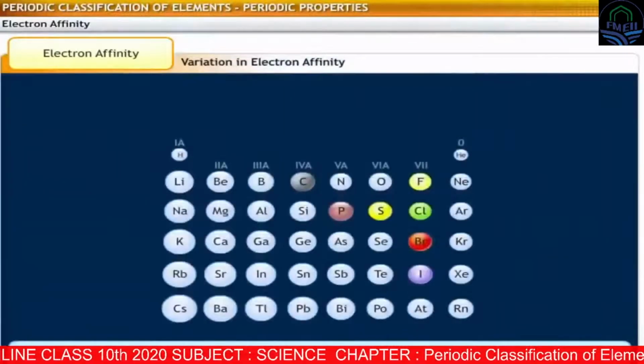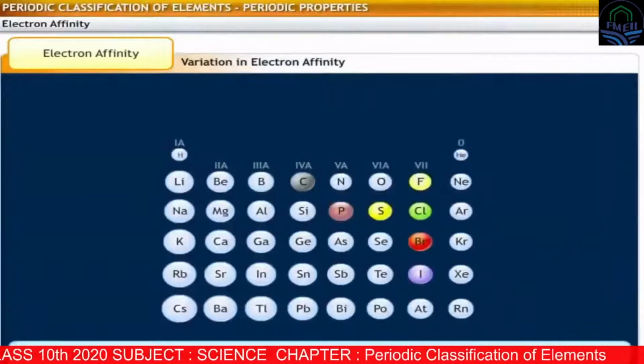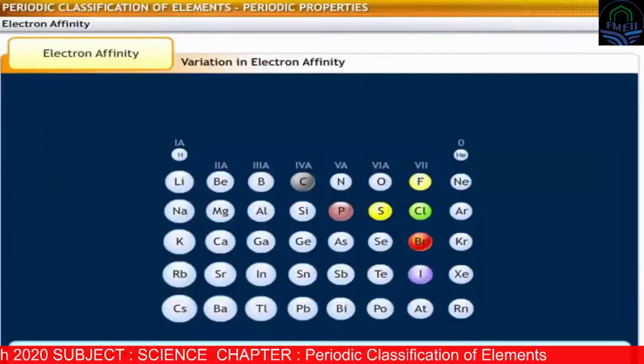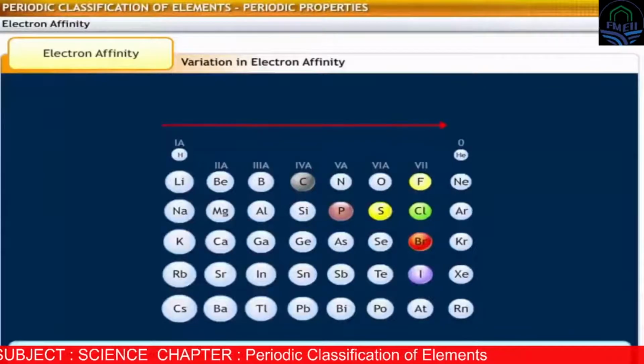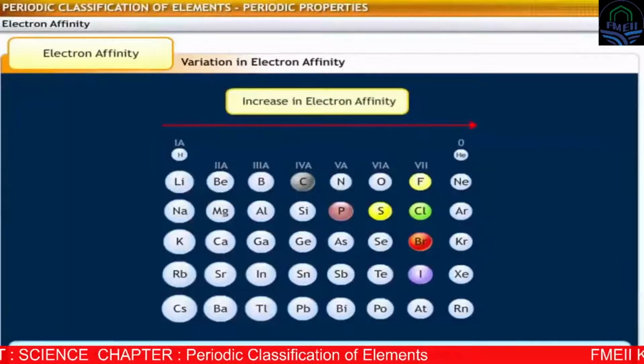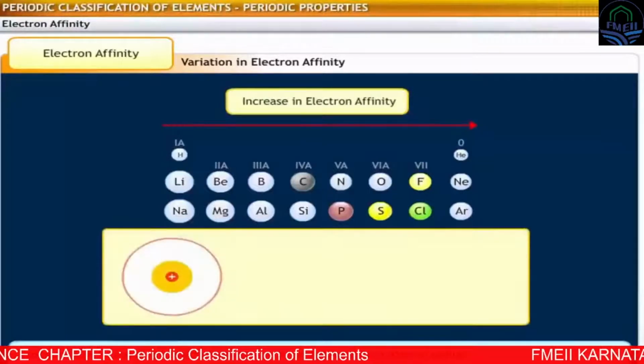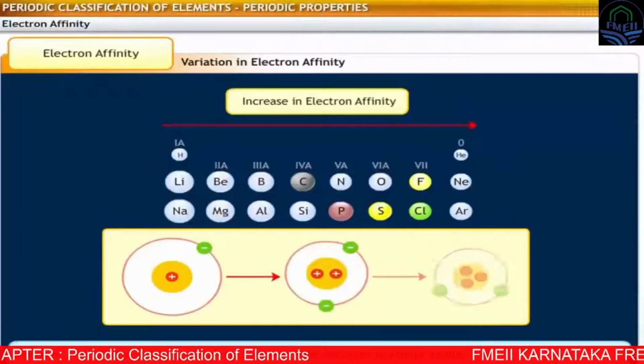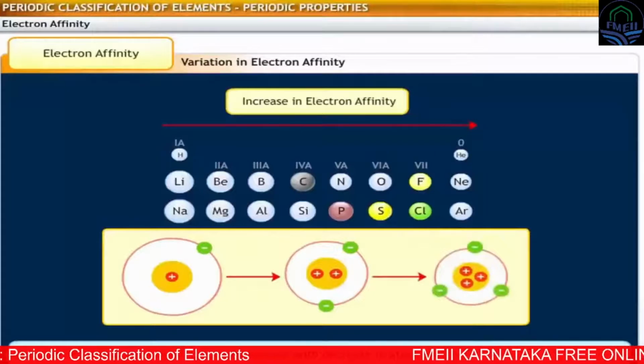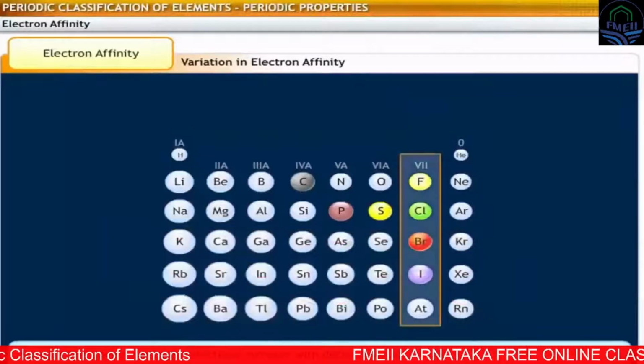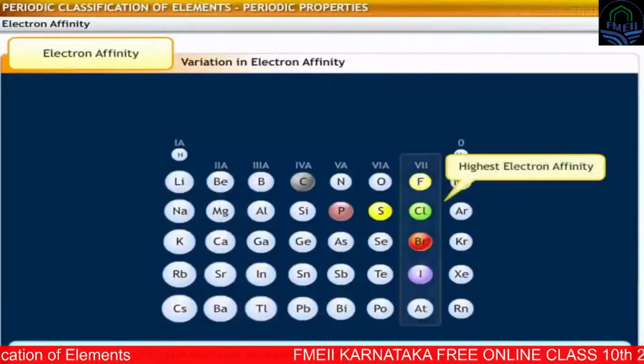Let us now observe the variation of electron affinity across a period. Electron affinity increases from left to right in a period. This occurs because across a period, the tendency to gain electrons increases with a decrease in atomic size. Halogens in the periodic table have the highest electron affinity values.